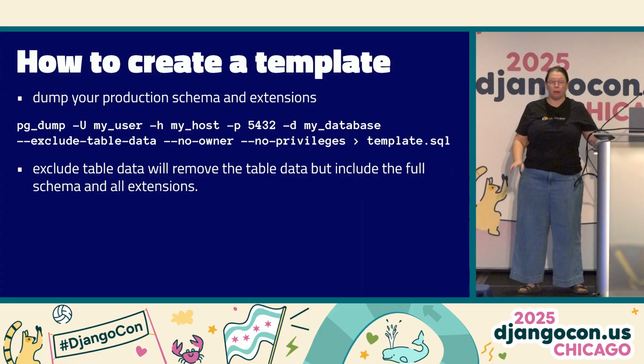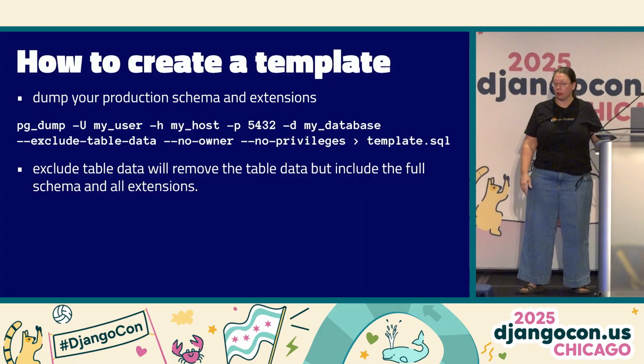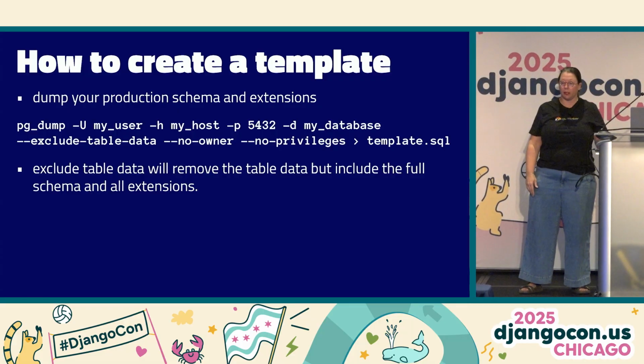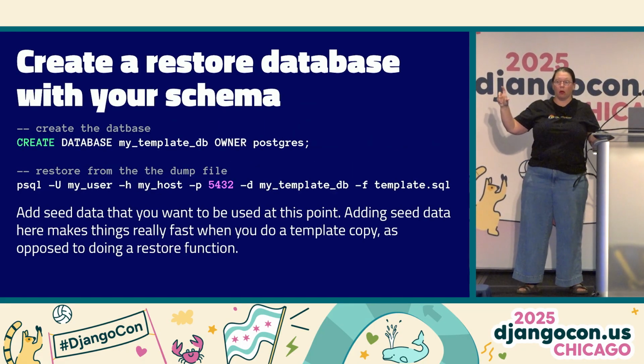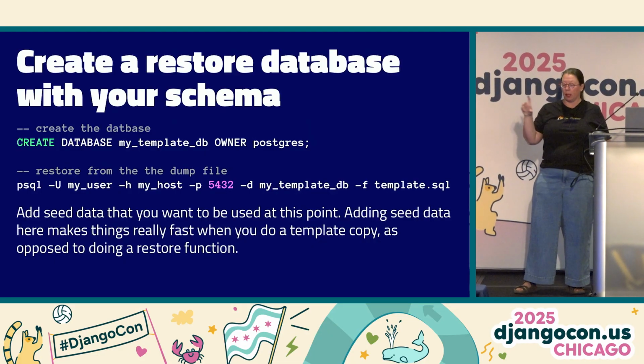You can create a template using some of the Postgres tools. If you don't want data, you can just do a schema-only dump and create a template that way. And then you would basically restore your production schema and all of your indexes and things to that new template database.